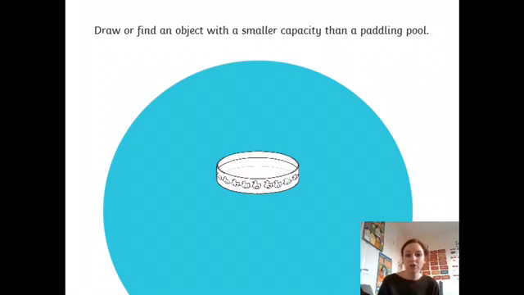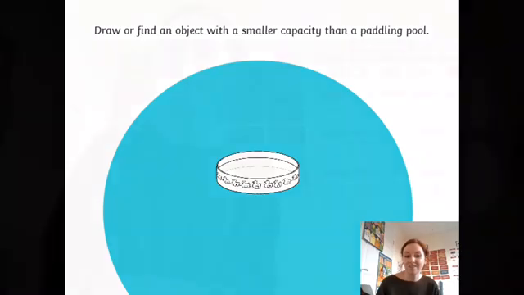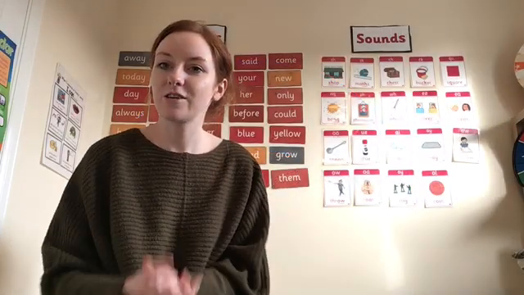Another challenge, draw or find an object with a smaller capacity than a paddling pool. So think how much water a paddling pool can hold. You just need to find something that holds less than that. So off you go and find something or draw something now. So did that make sense? Do you think you understand a bit more about the capacity?